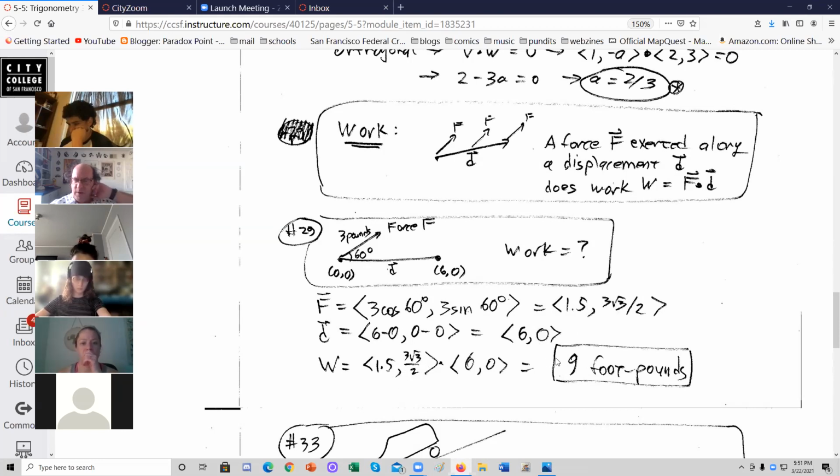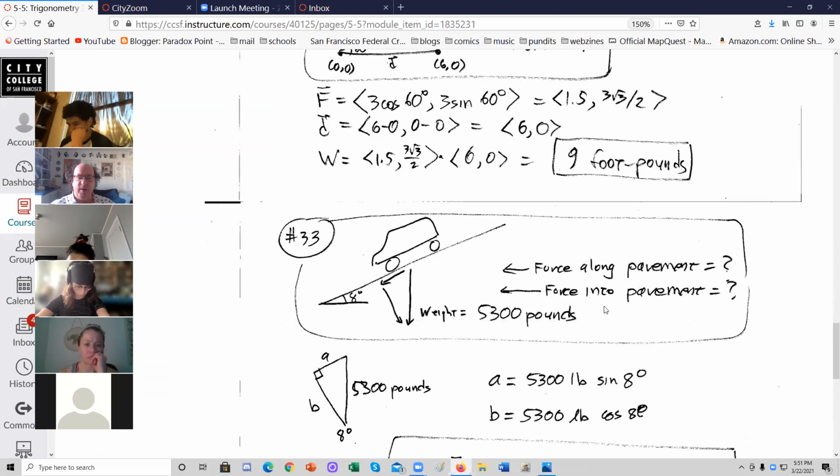Now you can also figure it this way: the length of the force is 3 pounds, the distance is 6, and 3 times 6 times cosine of 60 degrees. Well, 3 times 6 is 18, cosine 60 is 1/2, so half of 18 is 9. So we get the same result, 9 foot-pounds.